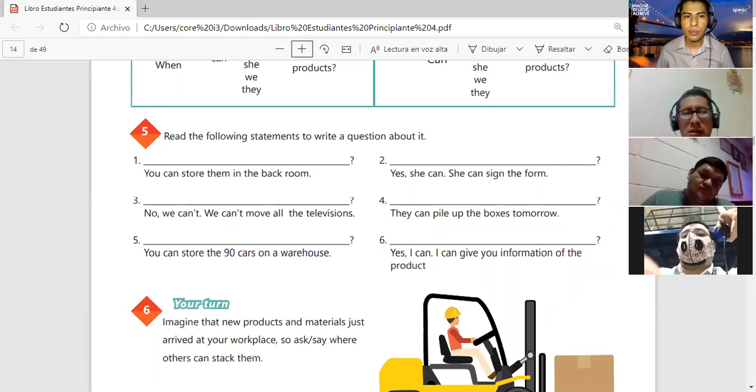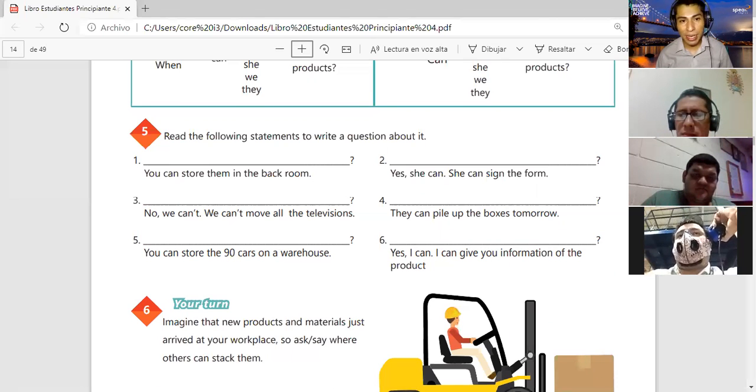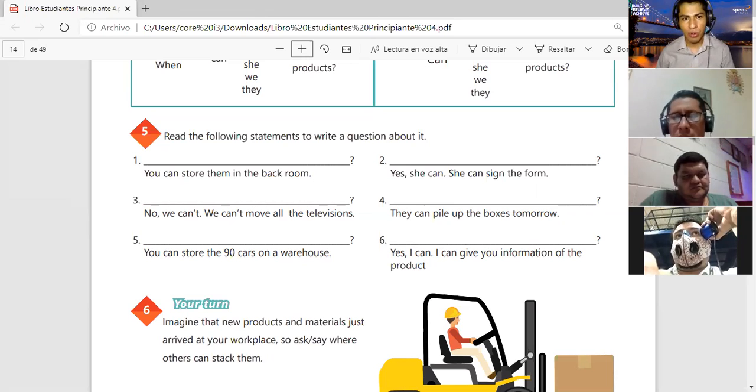You can store the, bueno, in the background. Good. You can store them. Ese them ya está reemplazando muchos productos o muchas cosas. You can store them. Puedes guardarlos, muchos. Si fuera uno, ahí dijera it, no them. Si fuera solo uno, where can I store my cell phone? You can store it, pero aquí es them porque son plurales.